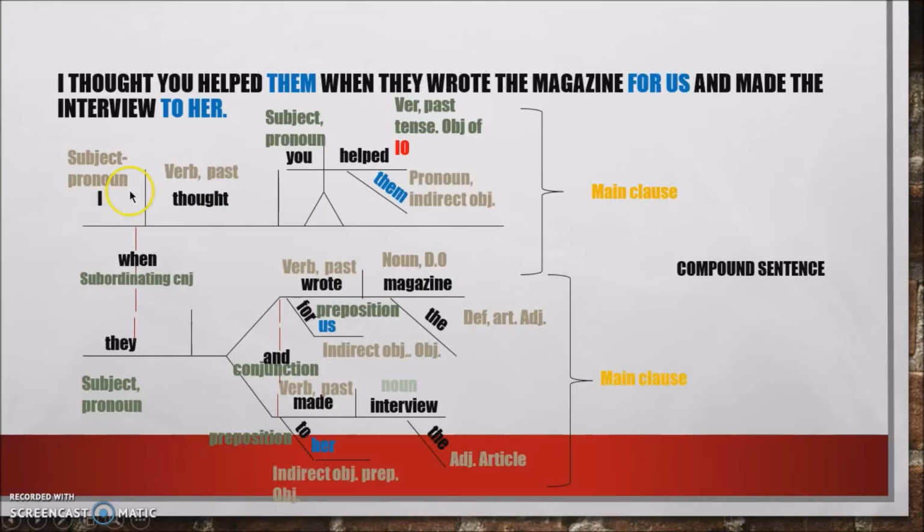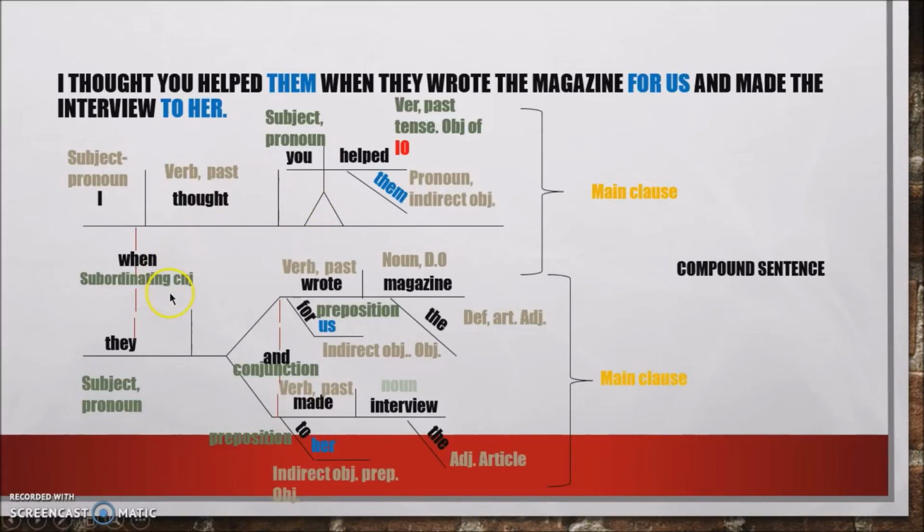We have I. It's a subject and a pronoun. Then thought, it's a verb and it's in past tense. Then we have the direct object. All of this is the direct object because it answers I thought what? You helped them. Then we have this clause. In this clause, you is the subject and a pronoun. Then helped is the verb in past tense, and then comes the indirect object. The indirect object is them. Why? Because it answers the question to whom. I thought you helped. To whom? To them.